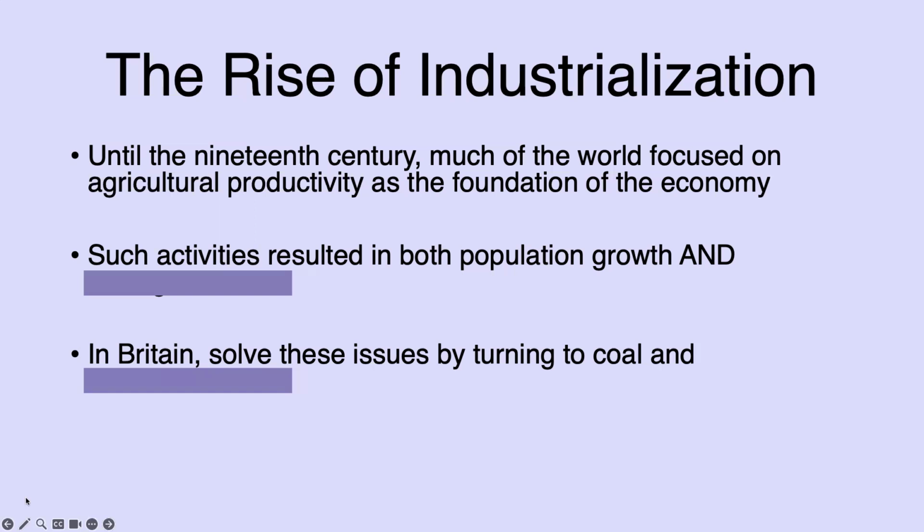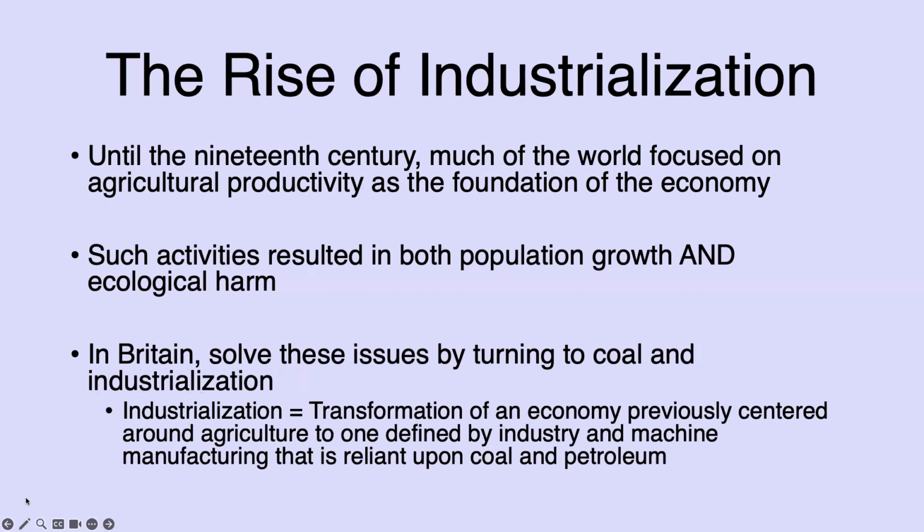Now, this focus on agricultural productivity not only results in population growth, which can be both good and bad, but it also results in ecological harm, right? The more you focus on agriculture, the more trauma the land is going to experience, and the more difficulties those natural resources are going to experience. So by the 19th century, in Britain specifically, the British government tries to solve these issues of intense population growth while also threatening agricultural stability, and they turn to coal and industrialization.